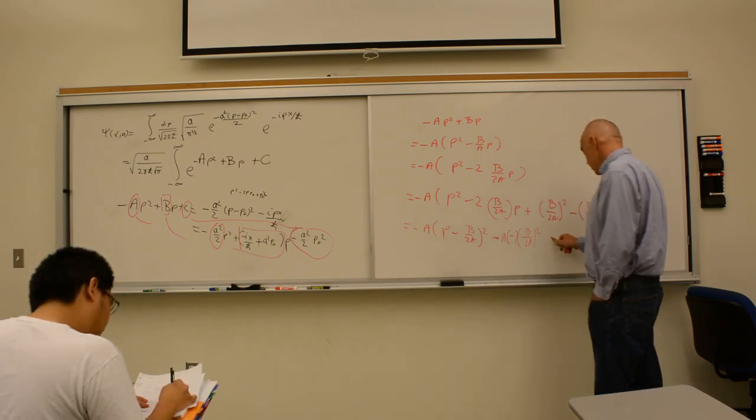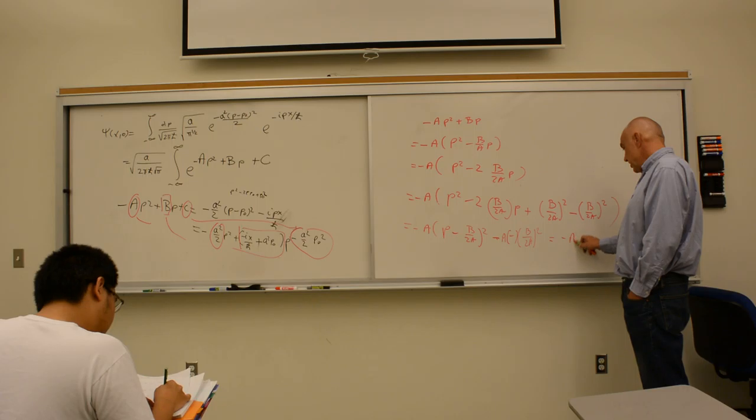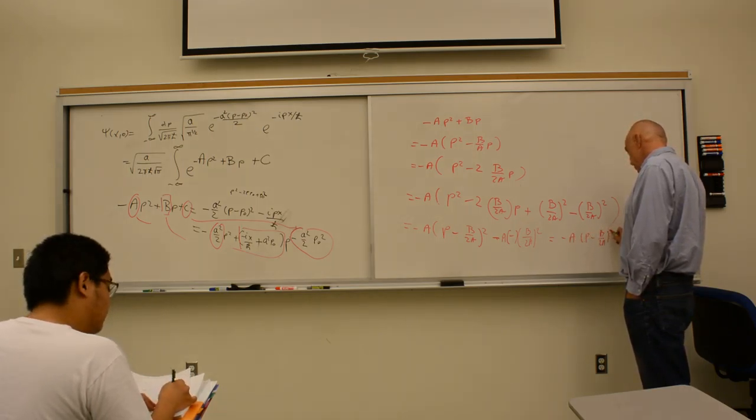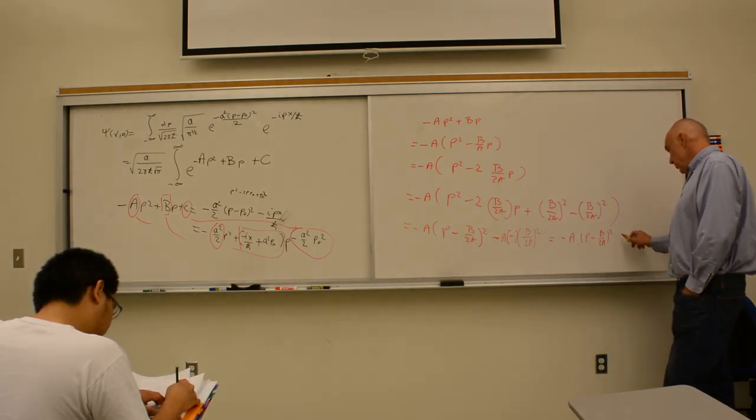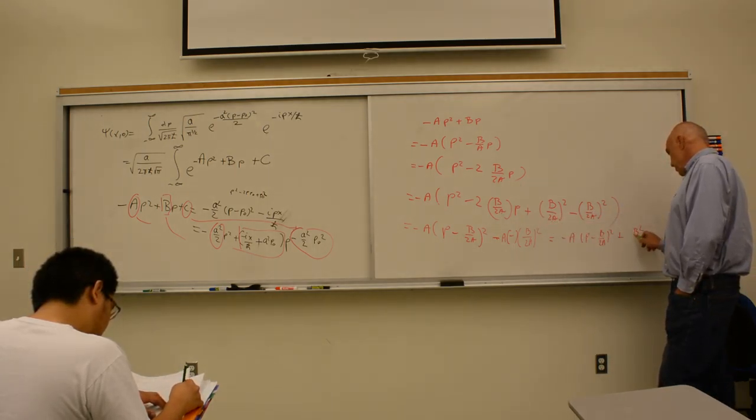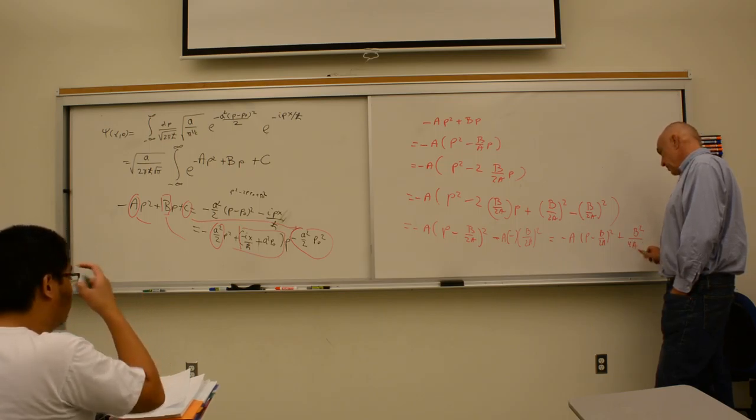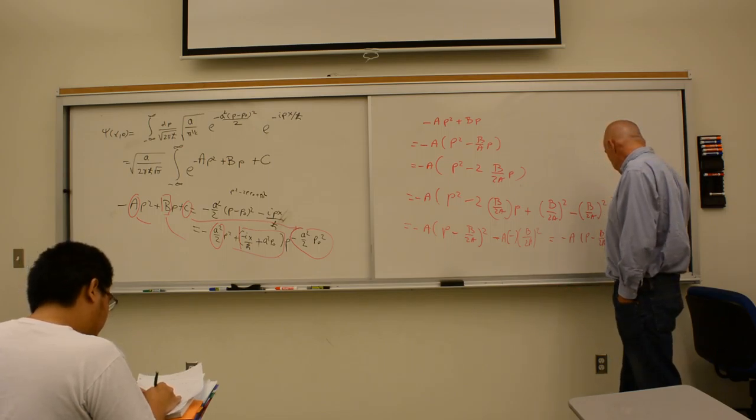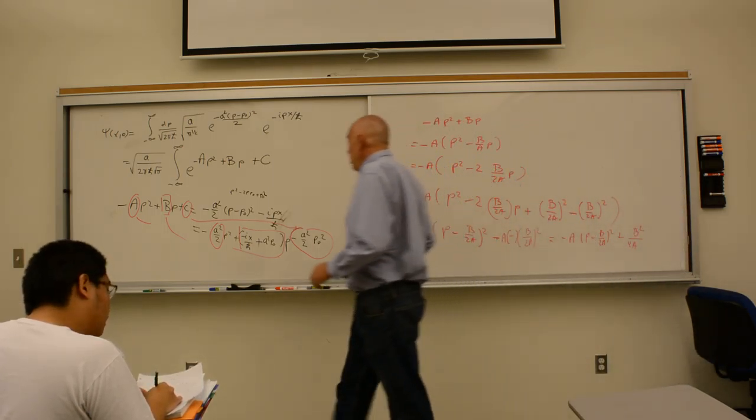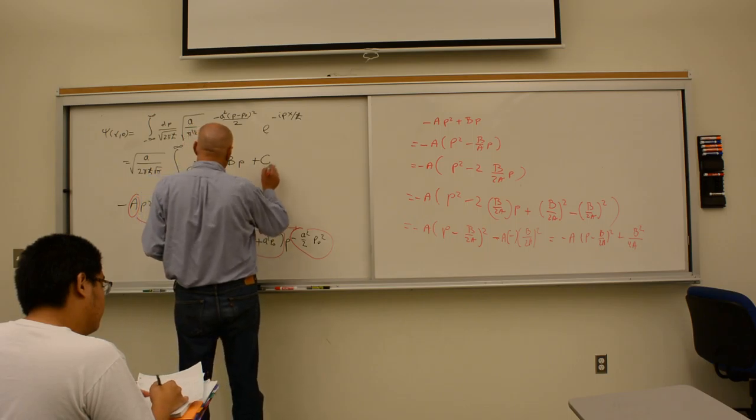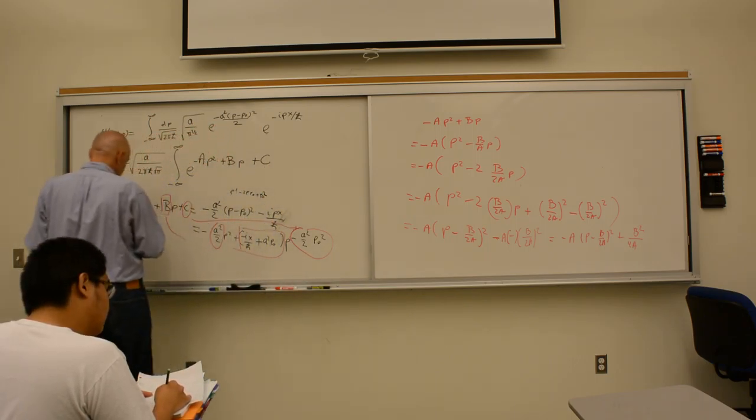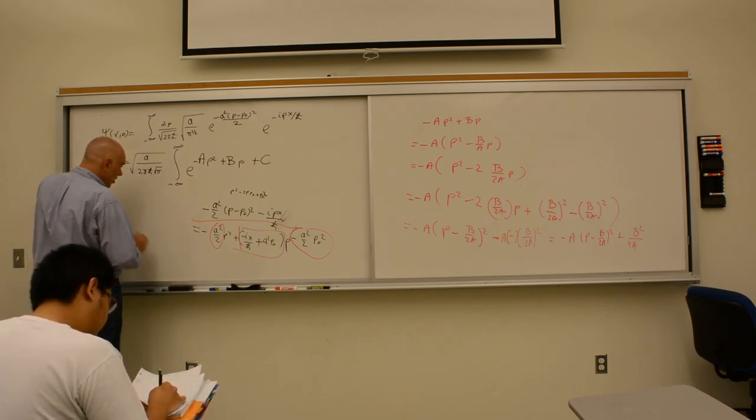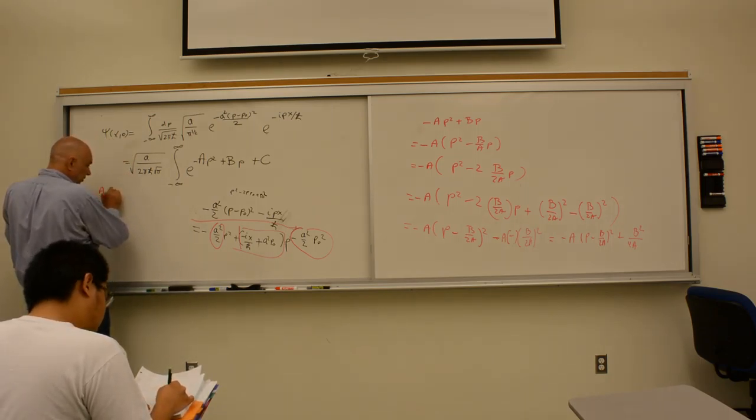I still have this last piece which I cannot forget. So this is minus a and it's multiplying this. So this becomes minus a times minus b over 2a squared. Minus and minus give you plus. So this is b squared over 4a. I have a squared down here, multiplying this a becomes just 1 over a.